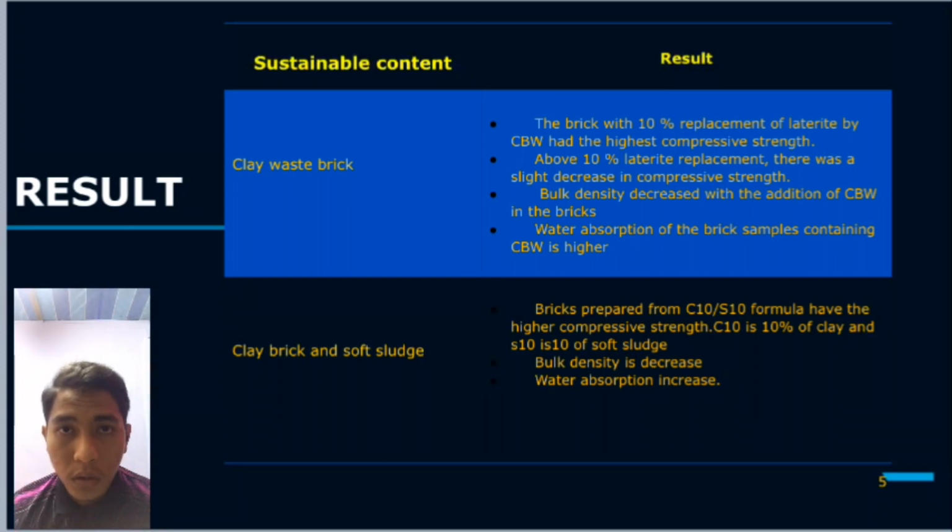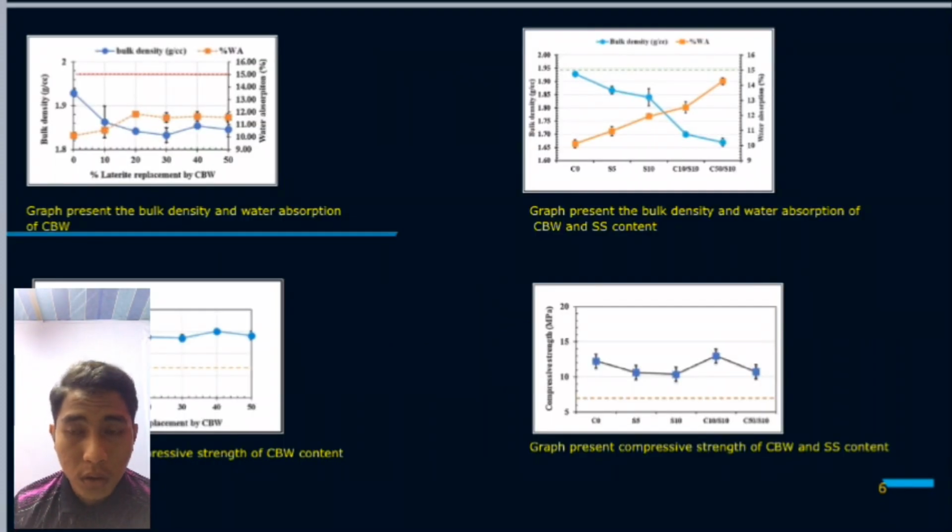So next, the sustainable content for clay waste brick and soft sludge. The bricks prepared from the C10 over S10 formula have the higher compressive strength. C10 is defined as 10% clay replacement and S10 is defined as 10% soft sludge replacement. And then the bulk density decreases and the water absorption also increases.